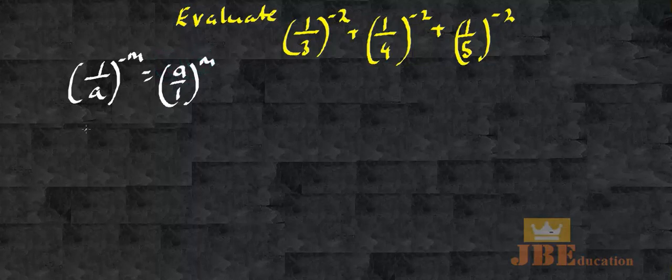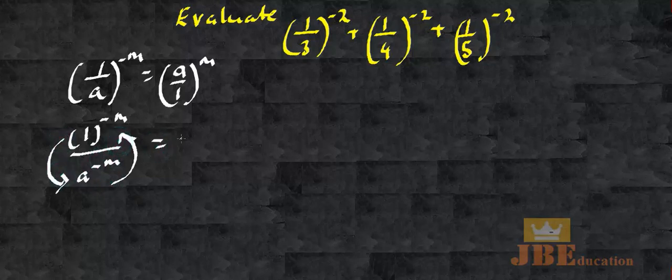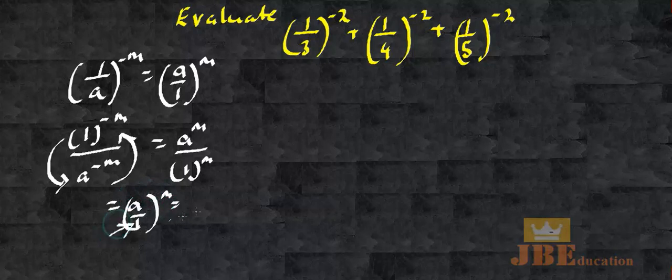Now, how am I doing this? By these following steps. 1 divided by a raised to the power negative m is actually 1 raised to the power negative m divided by a raised to the power negative m. Now moving this to the denominator, moving this to the numerator would give me a raised to the power m divided by 1 raised to the power m, which can be rewritten as a over 1 raised to the power m. Of course, you don't need to explicitly write 1, but just for the sake of clarity, I'm writing it. So the final answer would be a raised to the power m.